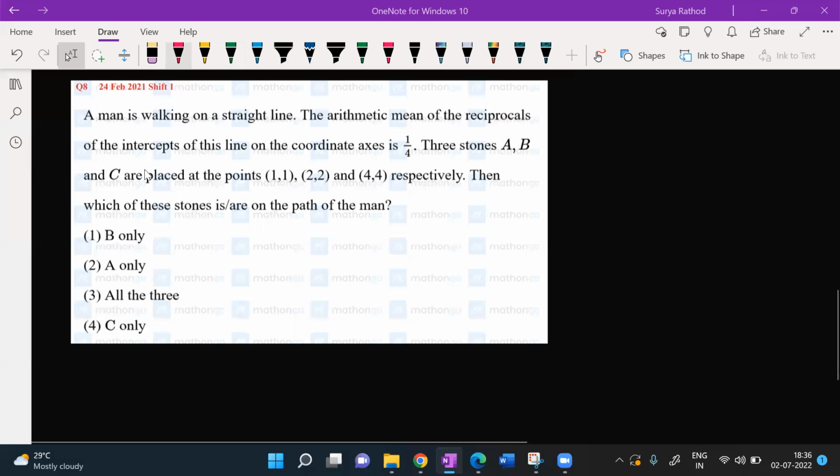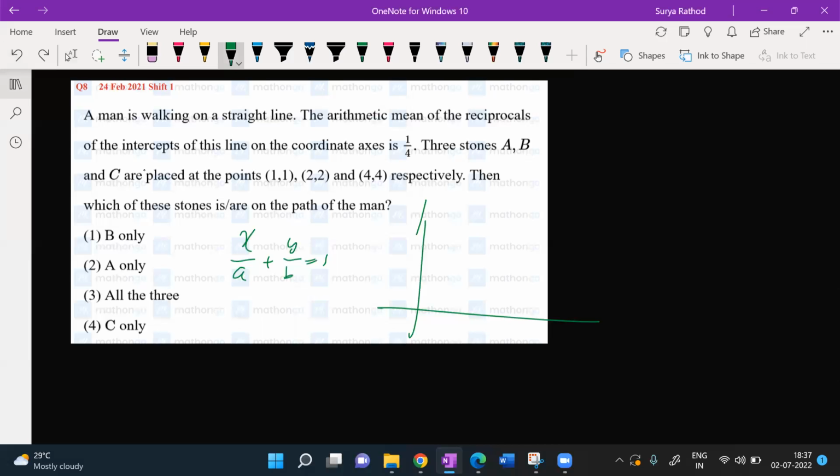Look at this here. Let me first of all, he's talking about the arithmetic mean of the reciprocals of the intercepts. So the slope intercept form is talking about... So what is the formula for that? X by A plus Y by B is equal to 1, right?